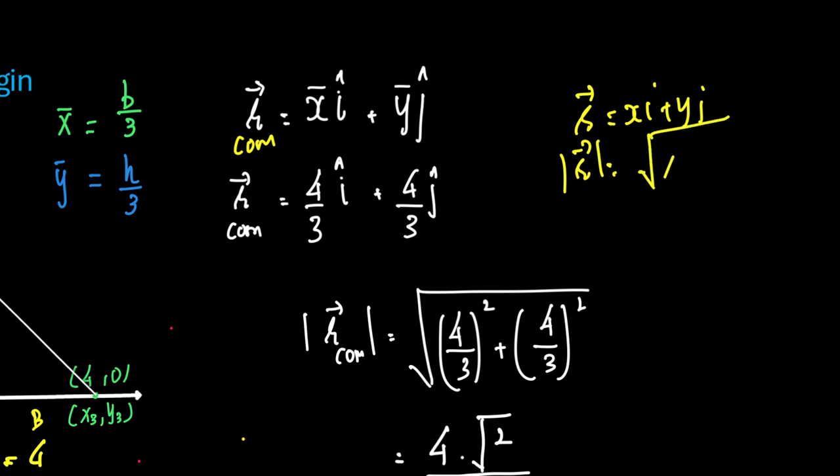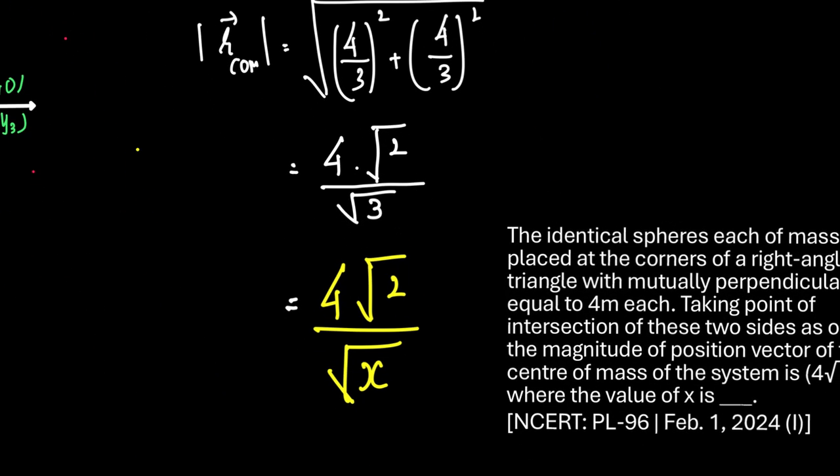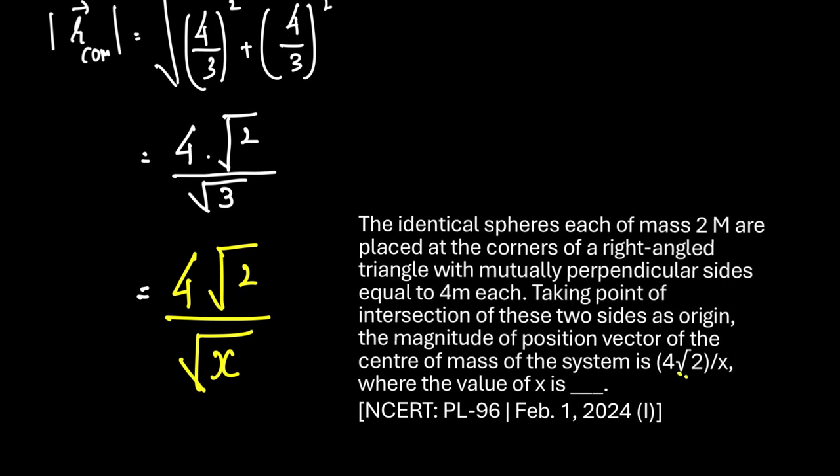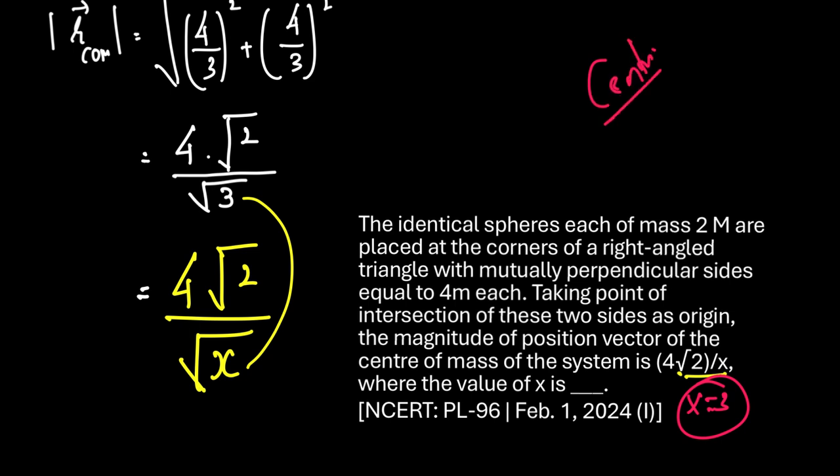It should be equal to root of x square plus y square, which represents 4 by 3 square plus 4 by 3 square, which is 4 into root 2 by root 3, which is equal to 4 into root 2 by root x according to the question, and therefore the value of x is equal to 3. So the centroid can be used, you can use it otherwise as well, but when you have one of the vertices at the origin, and when you have the masses as equal, you can use this approach.